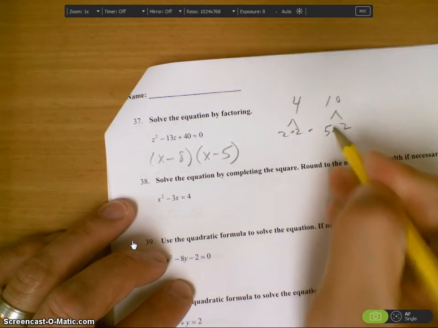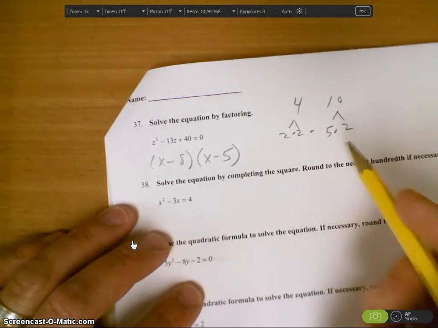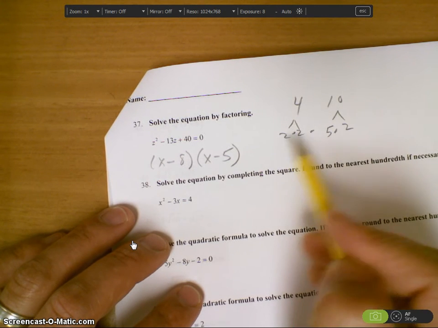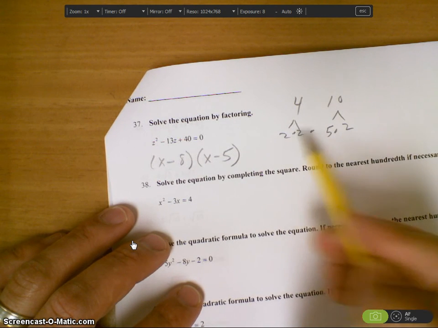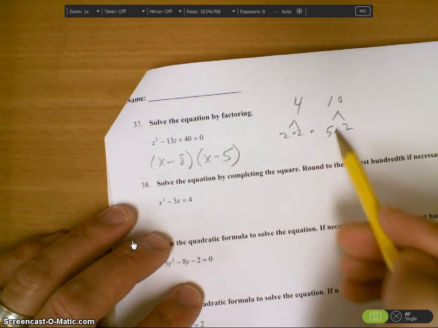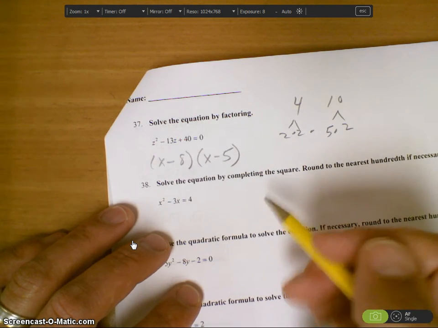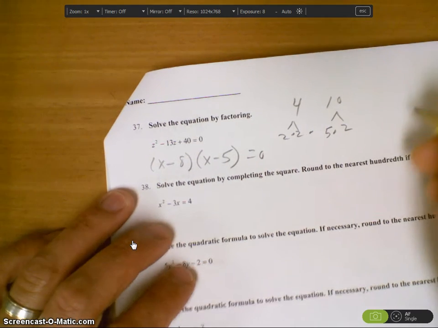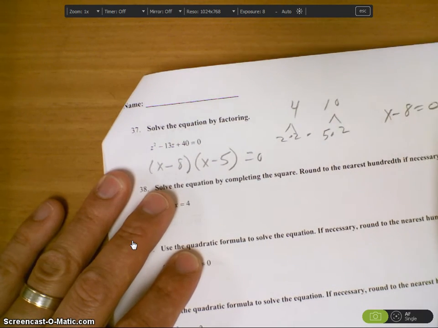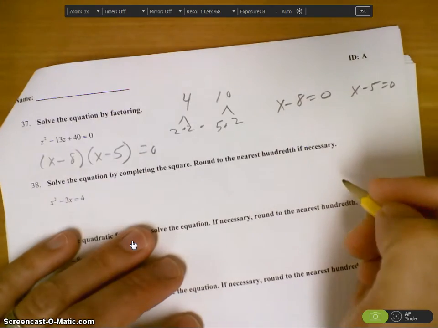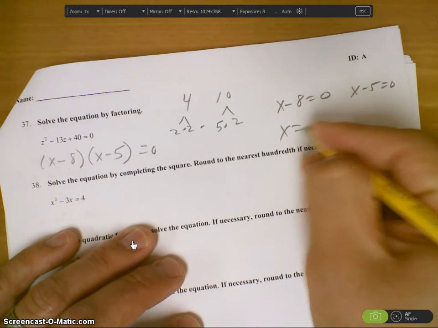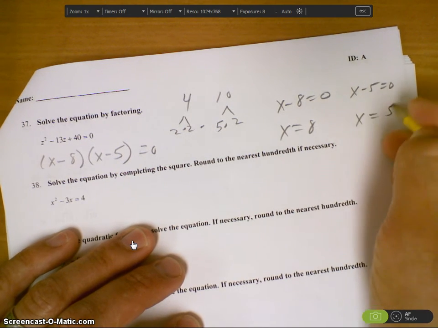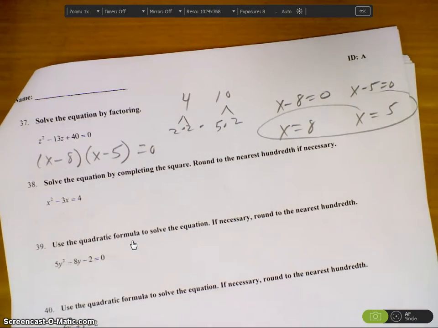All of these numbers multiplied together are 40. I just had to find a different combination than 2 and 2 and 5 and 2. So I multiplied the three 2's together to get the 8, and 5 was left, and they do add to give you 13. And that equals 0. So now I'm going to set them both equal to 0 and solve. x minus 8 equals 0, and x minus 5 equals 0. Add 8 to both sides, I get x equals 8. Add 5 to both sides, I get x equals 5. And those are the two places where the parabola crosses the x-axis.